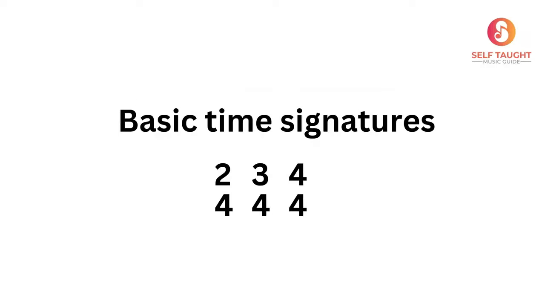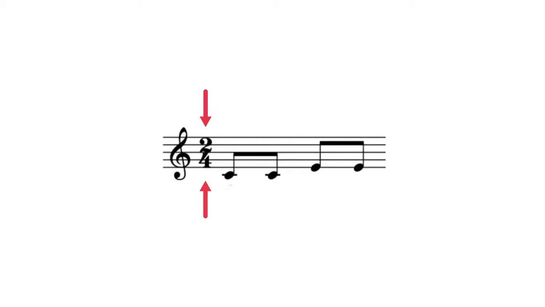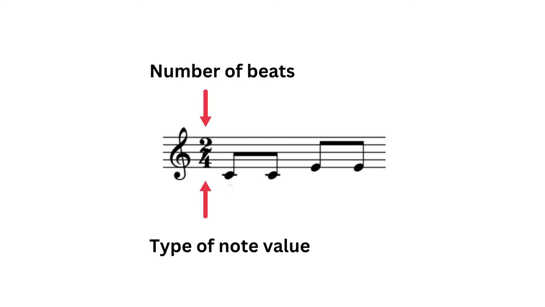In this tutorial, we will go through the basics of time signatures and how they work. So, what exactly is a time signature? A time signature is usually found at the beginning of a piece of music and is represented by two numbers, one on top of the other. The upper one tells the number of beats in a measure, and the lower one indicates the type of note value that receives one beat.